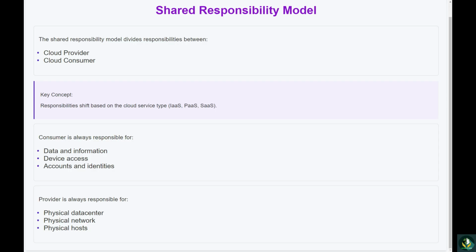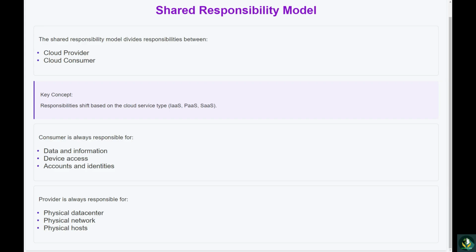For instance, if you're utilizing a cloud SQL database service, the cloud provider would be responsible for maintaining the actual database. However, you, as the consumer, would still be responsible for the data ingested into the database. Conversely, if you deployed a virtual machine and installed an SQL database on it, you would be responsible for database patches and updates, as well as maintaining the data and information stored within.